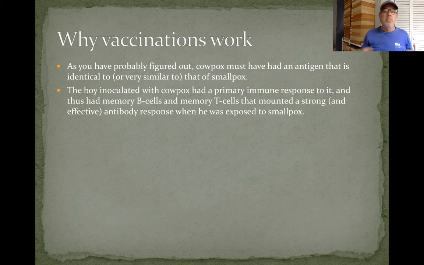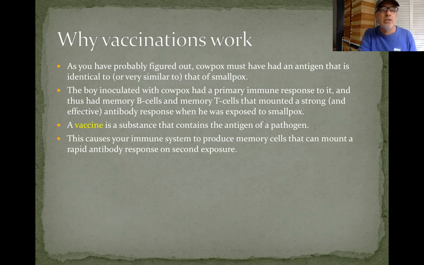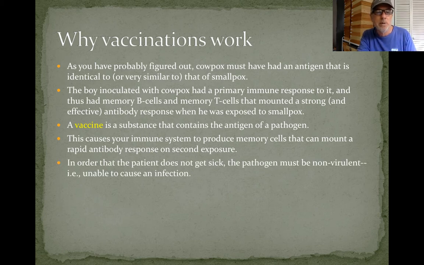And so the boy inoculated with cowpox had a primary immune response to it, and thus had memory B and memory T cells. And they mounted a strong and very effective antibody response when he was exposed to smallpox. A vaccine is a substance that contains the antigen of a pathogen. So that's what a vaccine is. This causes your immune system to produce memory cells that can mount a rapid antibody response on second exposure.